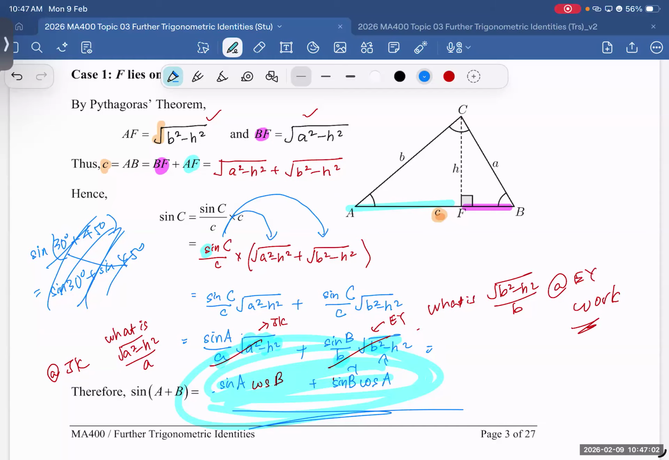Joshua, what's the name of this formula? What? You don't know the name of this formula? Let me give you a hint on the whiteboard.